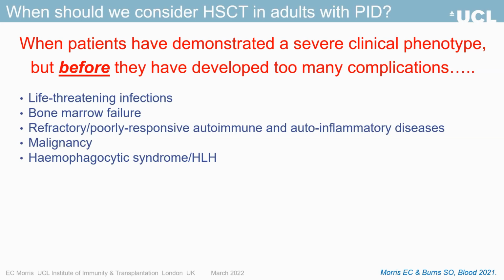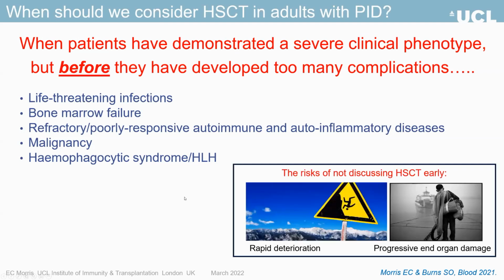And we'll be familiar with patients who have either genetically confirmed causes of primary HLH or genetically undefined refractory or relapsed HLH. So I think when I talk to clinical immunologists who look after these patients, the risk of not discussing or introducing the concept of transplant early in adult patients is you have the risk of them undergoing a sudden rapid deterioration, which then essentially precludes them proceeding to transplant because of their comorbidity, or just the gradual progressive end organ damage.